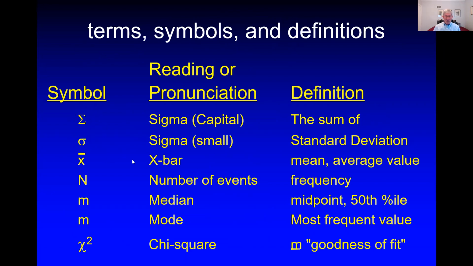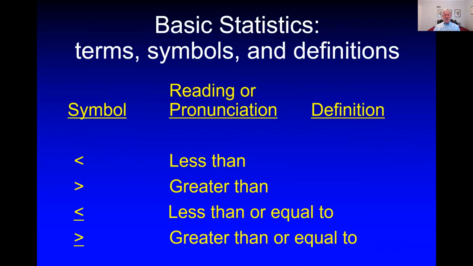X bar is the mean value. I might have asked you this last time, and let me hide this for one moment. What is the difference between the mean value and the average value? Anyone?